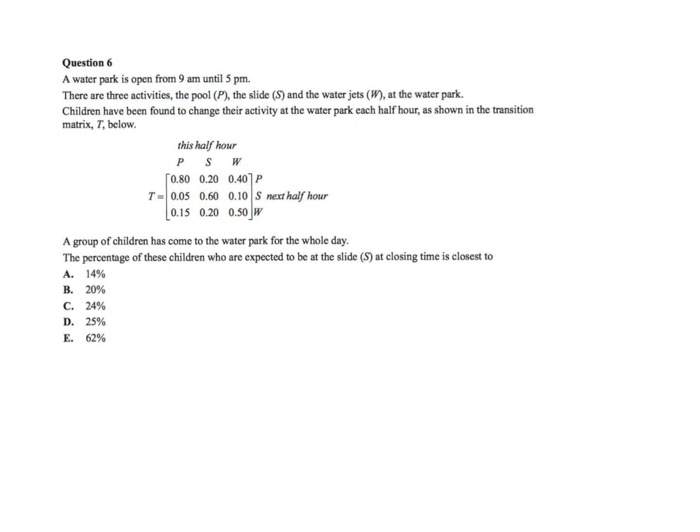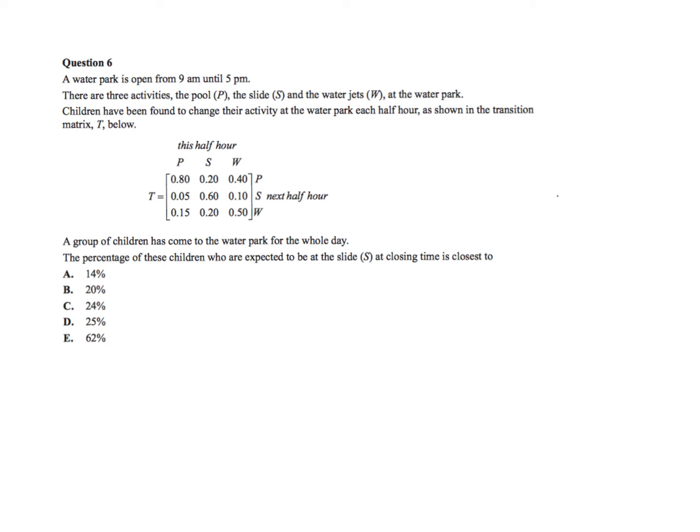Okay, a water park opens at 9 a.m. till 5 p.m. There are 3 activities at the water park: pool, slide, and water jets. Children have been found to change their activity each half hour as shown in the transition matrix. The group has come to a water park for the whole day. The percentage of these children who are expected to be at the slide at closing time is closest to.